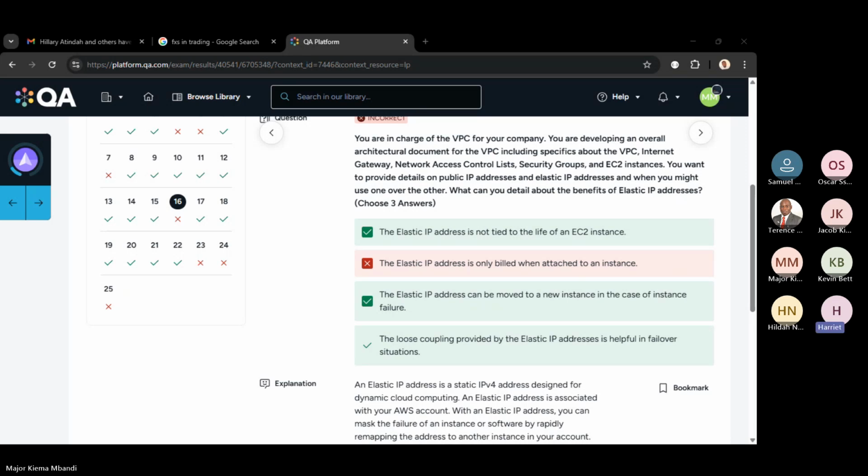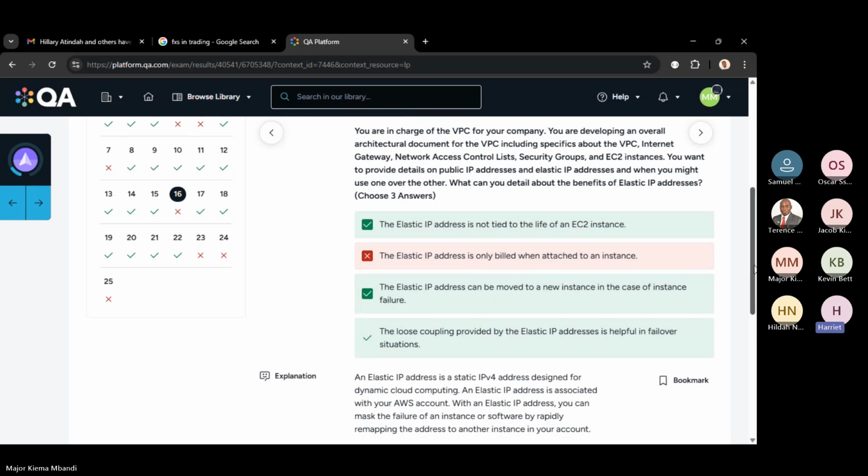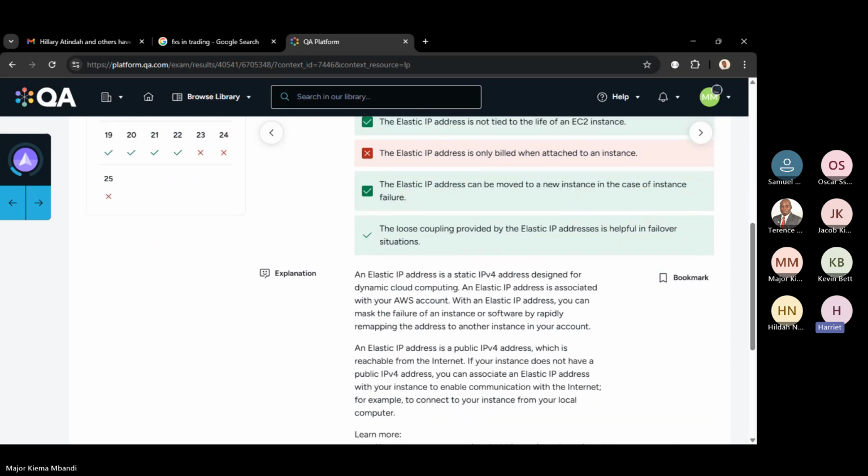So they want us to choose 3. Yes, one is the elastic IP address is not tied to the life of an EC2 instance, correct? Another one says the elastic IP address can be moved to a new instance in the case of instance failure, which is also correct. Then loose coupling provided by the elastic IP addresses is helpful in failover situations.